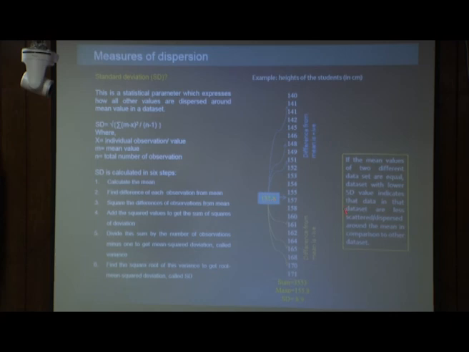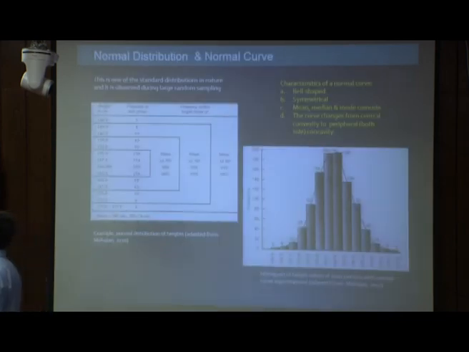Now this is very important. If the mean values of two different data sets are equal, the data set with the lower standard deviation value indicates that the data in that set are less scattered or less dispersed around the mean in comparison to the other data set. We are giving that example. So these two data sets are there. This is one data set where this is the mean value.